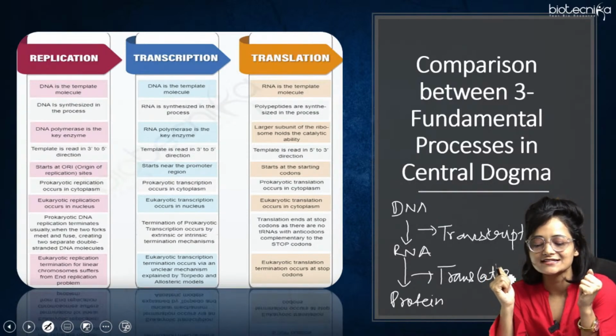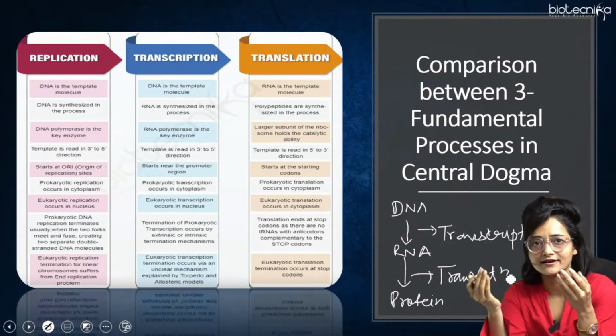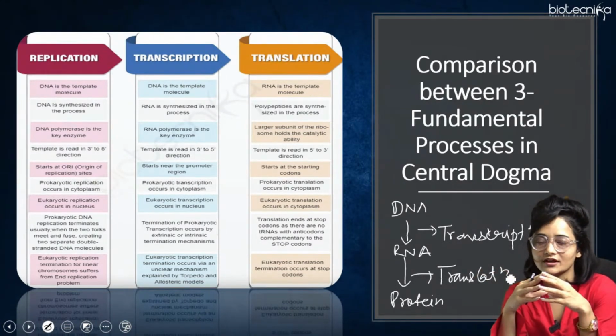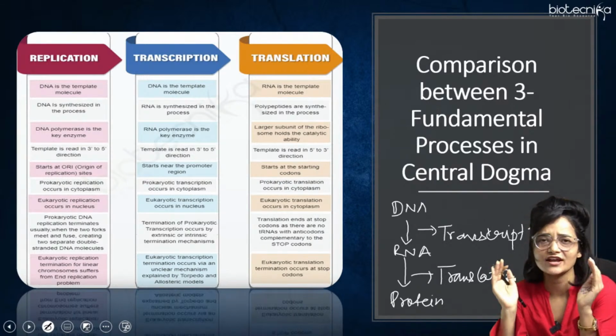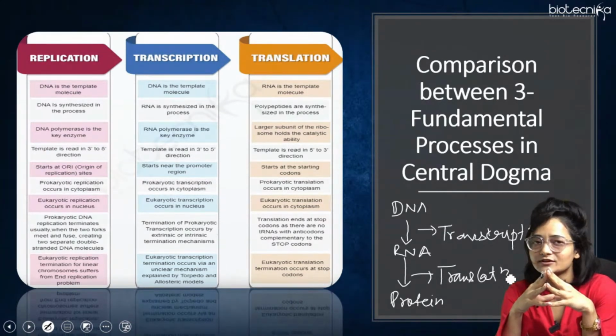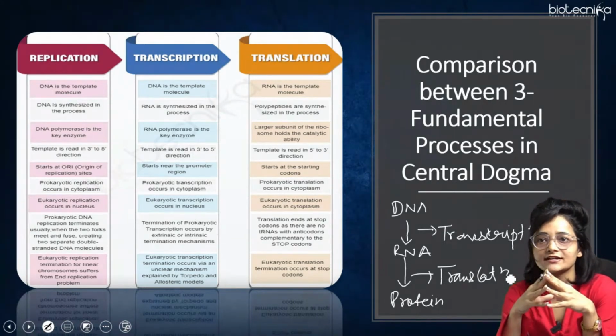Then what is synthesized in the process? In replication, DNA is synthesized. In transcription, RNA is synthesized, specifically mRNA, because that consists of the genetic code, which is further translated into protein. In translation, polypeptides are synthesized. This is general knowledge, everybody knows it. The DNA polymerase is the key enzyme in replication. In transcription, RNA polymerase is the key enzyme. And in translation, the larger subunit of the ribosome holds the catalytic ability.